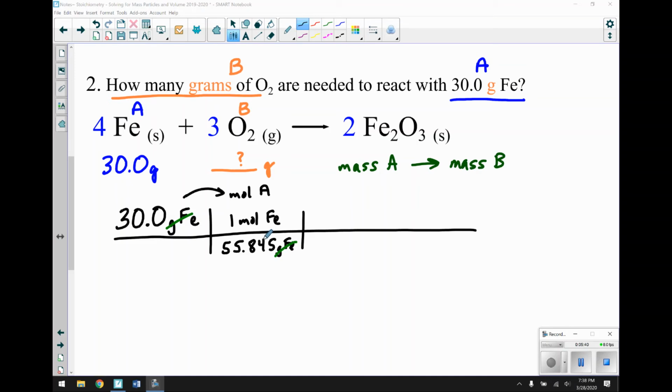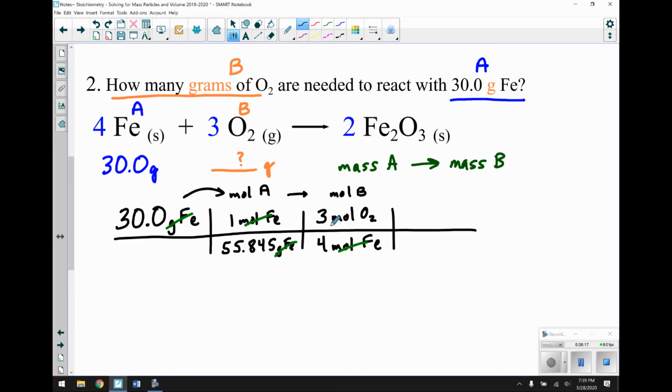So when I do that, notice that the units grams of iron cancel, and what I'm left with is moles of iron. The next step in the problem solving strategy says once you have moles of A, use the mole ratio to get the equation here in terms of substance B. So I'm going to put in the mole ratio. Again, the mole ratio is the moles of B from the balanced equation over the moles of A from the balanced equation. When I apply my mole ratio, notice that moles of iron cancel, and the units I'm left with at this point are moles of oxygen.